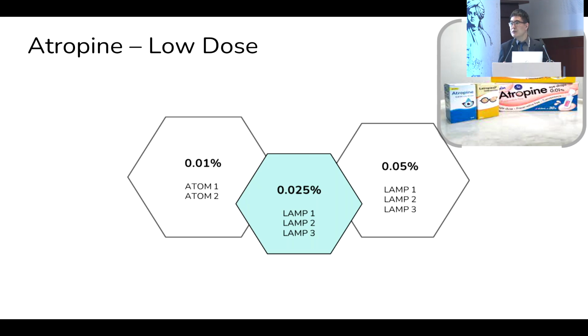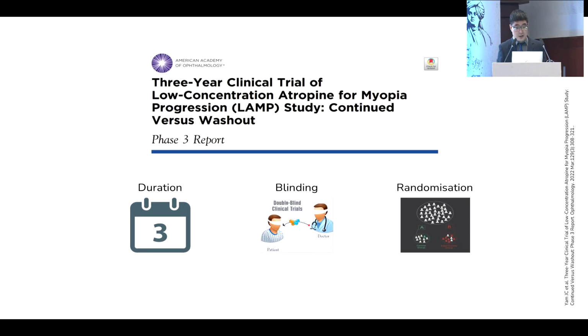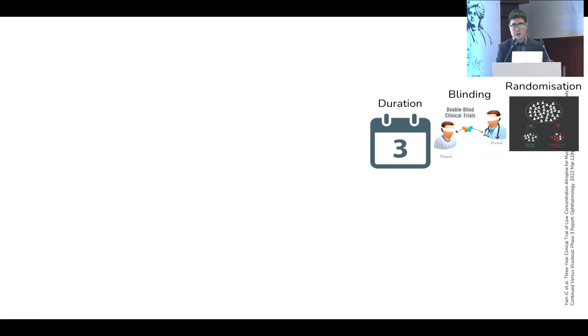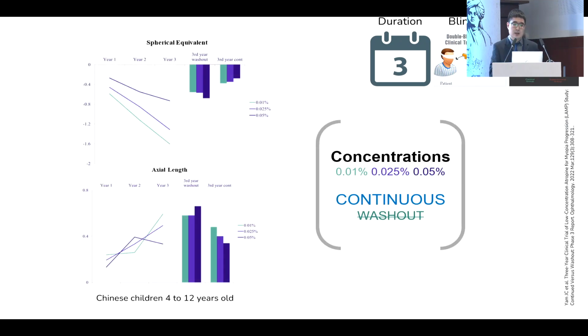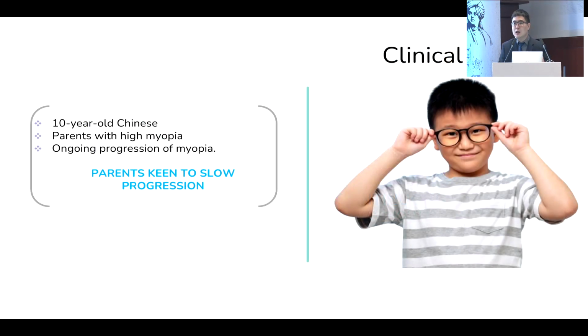Apart from the well-known efficacy of atropine, this is the LAM 3 study, a 3-year double-blinded randomized trial. What it shows is that when we continue with the atropine treatment, overall the 0.05% gives the best result, and if we continue the treatment rather than wash out strictly after 3 years, there is still further benefit. That brings a slight paradigm change to the thinking of whether we should start tapering the dose a bit earlier, or just continue to treat the patient for an even longer time. But atropine is the standard.